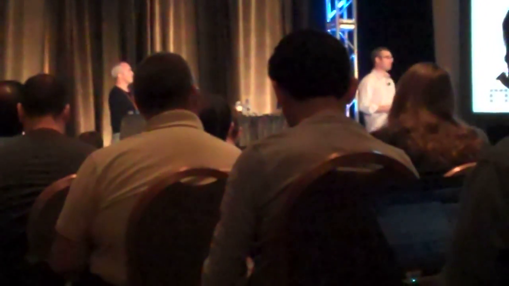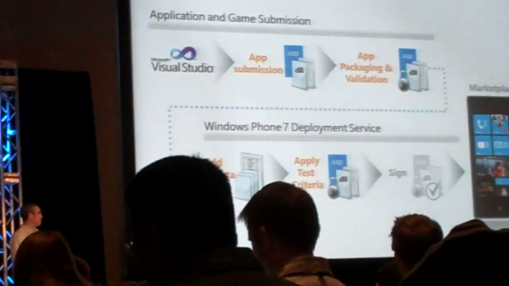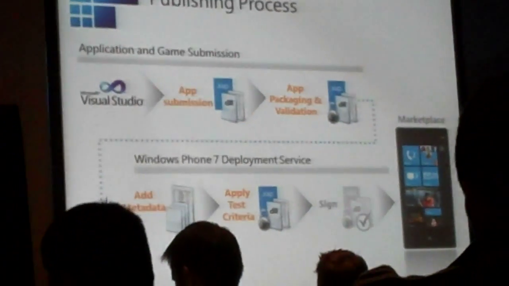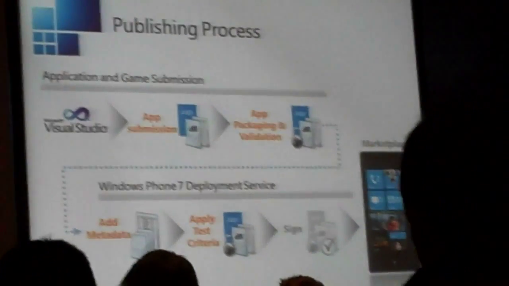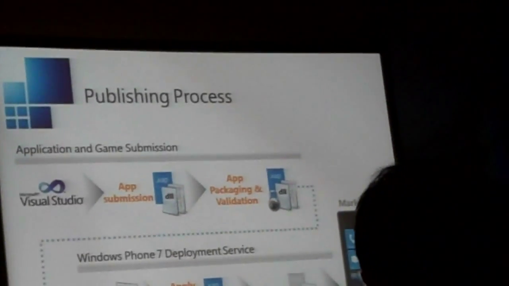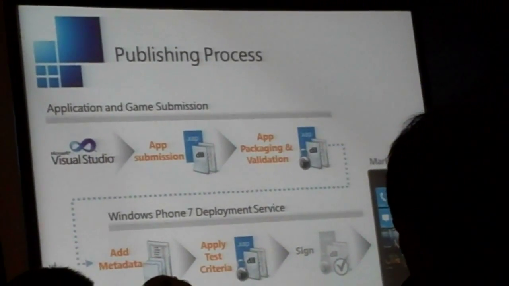From there, we move into applying the test criteria. You click the button and say, I'm ready, submit my application. We move on and do what we call the technical certification process. That's where we evaluate your app against a couple of the different technical certification requirements that we have. I'm going to talk about that in a few minutes.